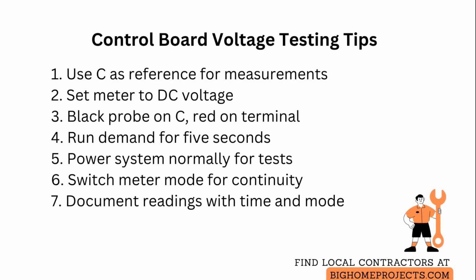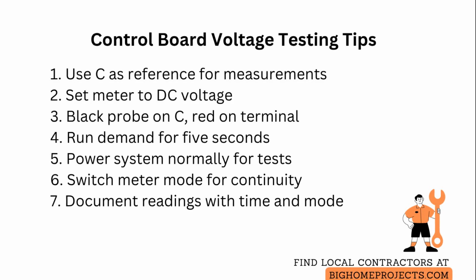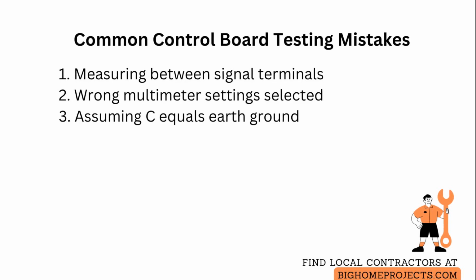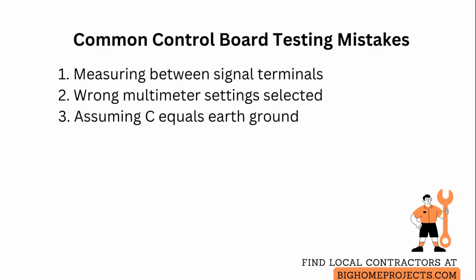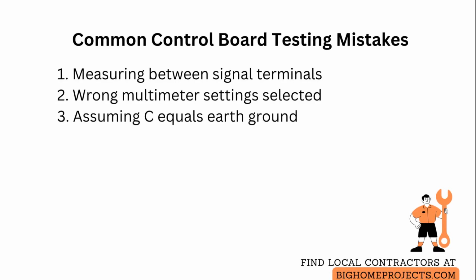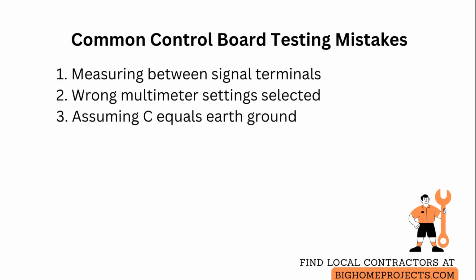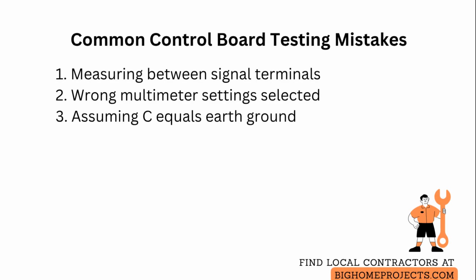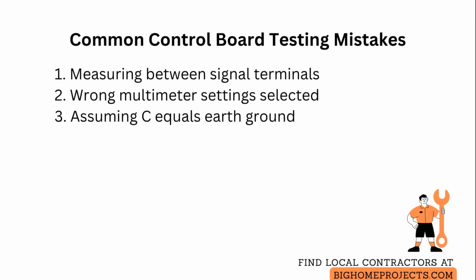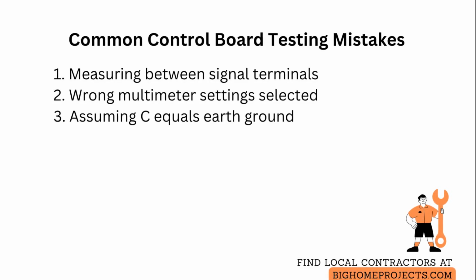Always document each reading with the time and the mode the system was in so you can compare against manufacturer specifications later. Common mistakes include measuring between two signal terminals instead of using C, which yields meaningless differential readings and can hide faults. Fix this by always placing the black probe on C first and then measure each signal terminal individually. Another problem is not confirming meter settings, which leads to wrong voltage scales or reading alternating current instead of direct current. Correct this by double-checking the meter range and mode before probing.